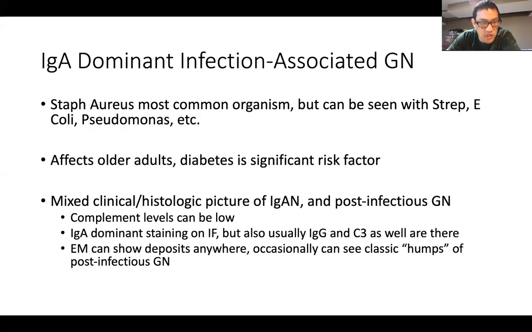And oftentimes, the staining for this is IgA dominant. So it's kind of like a subset of IgA nephropathy as well. It affects older adults. Diabetes is a significant risk factor. And so it has this mixed picture. You can sometimes have low complement levels. You definitely will still have IgA dominant staining on IF, but oftentimes there's other immunoglobulin staining like IgG and C3. And then your EM can show deposits anywhere. So we saw these massive subendothelial deposits, but you can also see the big humps, which are subepithelial deposits of post-infectious GN as well.